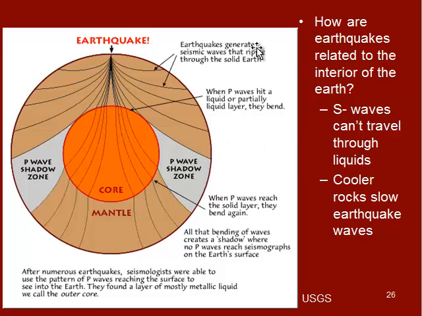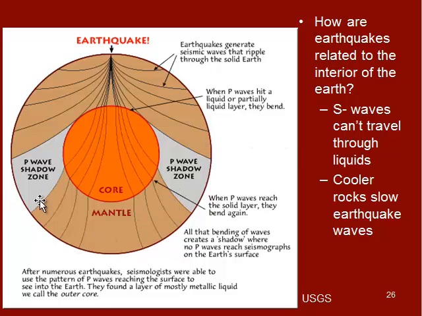So basically what happens is, as the P-waves travel through the liquid or partially liquid core layer, they start to slow down. And then once they reach that more dense rock layer in the earth, they speed up again. So that tells us there's some change happening inside the earth. We also see an S-wave shadow zone as well.